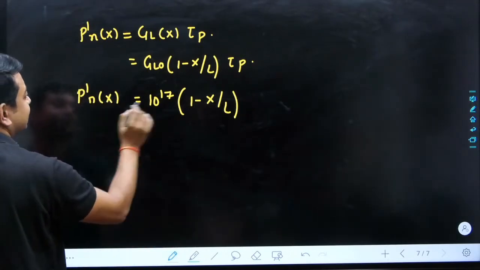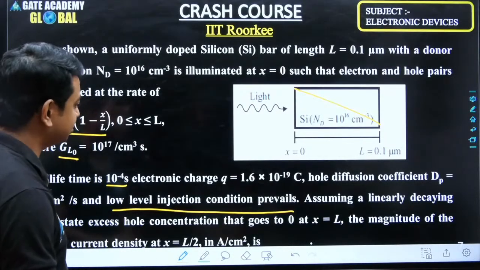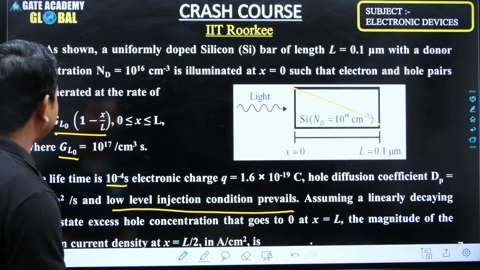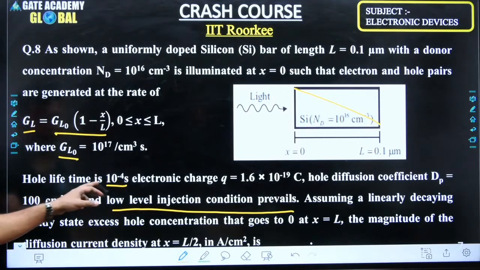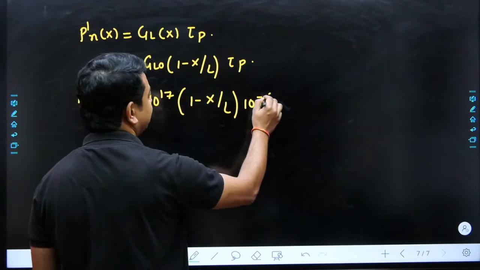So here it is x, here it is x, and what is tau_p? Tau_p is already given in the question. Where is that tau_p? So we just find out the value of tau_p. The hole lifetime is equal to 10 to the power of minus 4 second. So this is given by 10 to the power of minus 4.